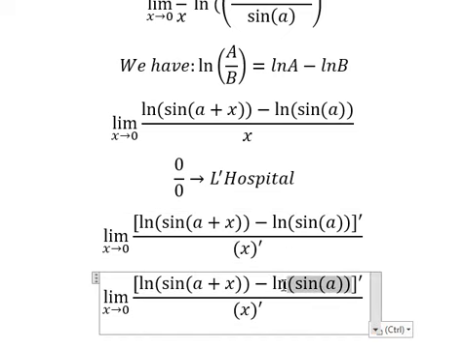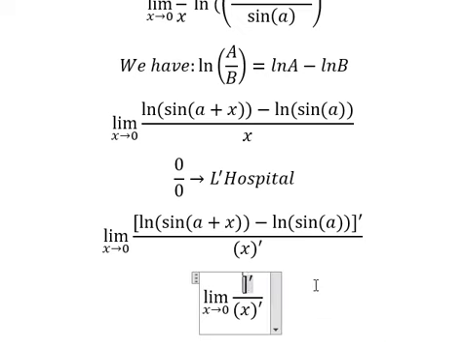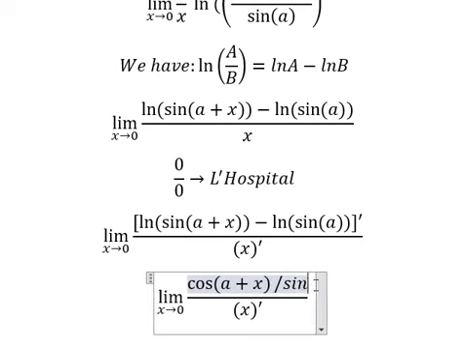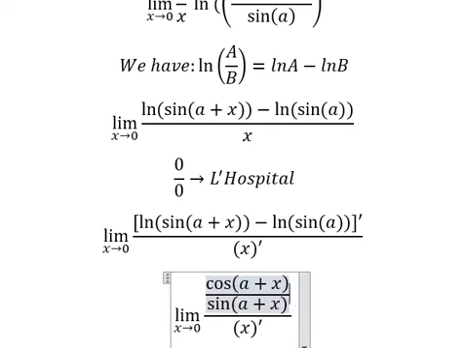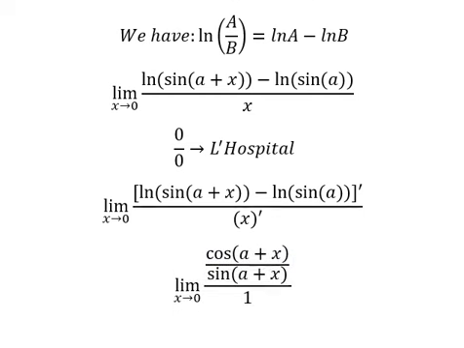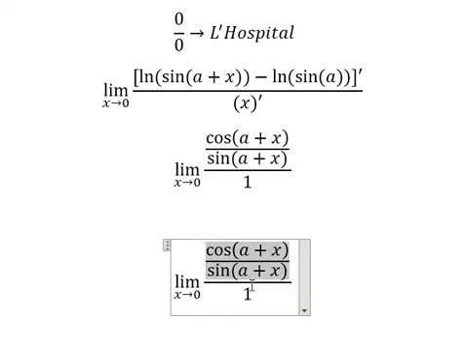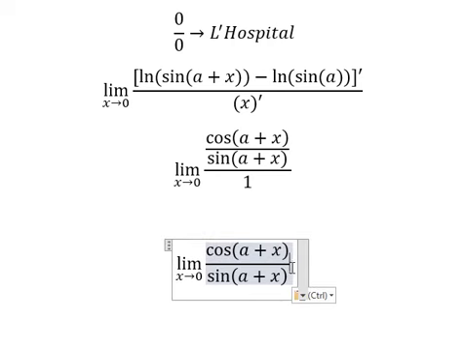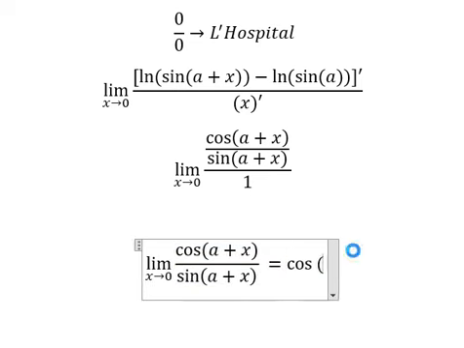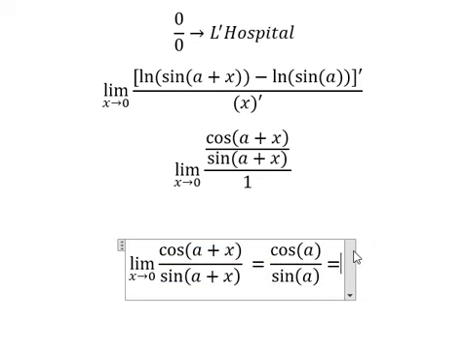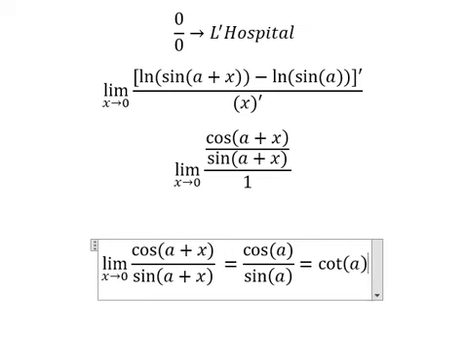So this one is about the constant, so you get number 0. This one we will have cosine of a plus s over sine of a plus s. This one we have number 1. And now we can simplify like this. And now we put number 0 in place of s, and we have cosine of a over sine of a. That is about cotangent a.